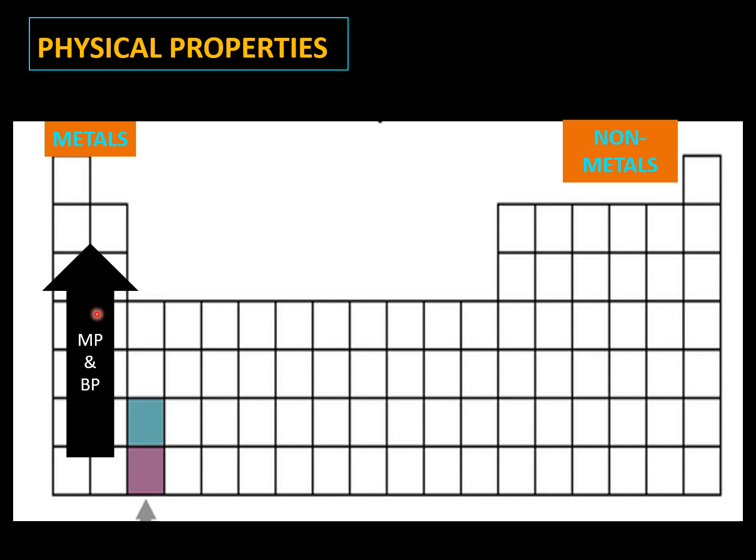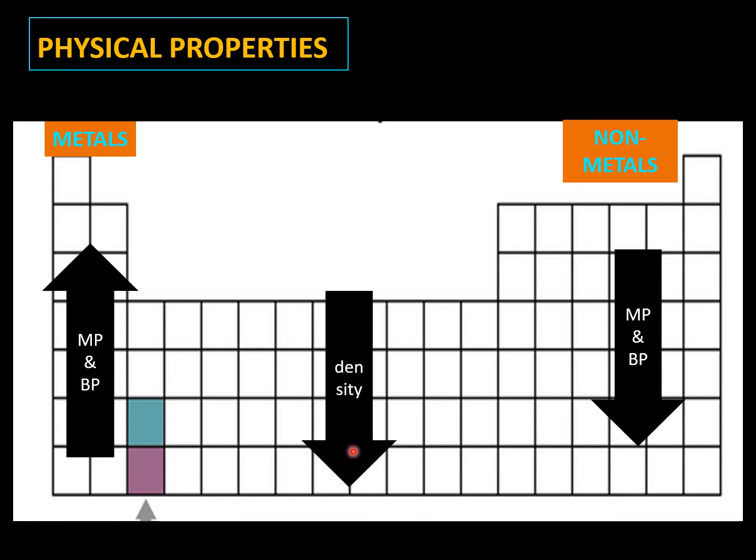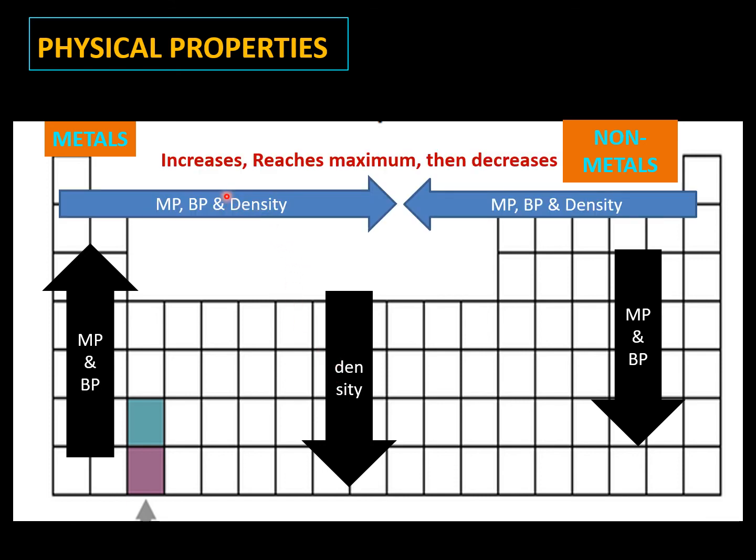Boiling point and melting point are observed to be decreasing down the group for metals. Boiling point and melting point are observed to be increasing down the group for nonmetals. Density increases down the group for both metals and nonmetals. Across the period, all these three physical properties are observed to be increasing, reaches a maximum, and then starts to decrease.